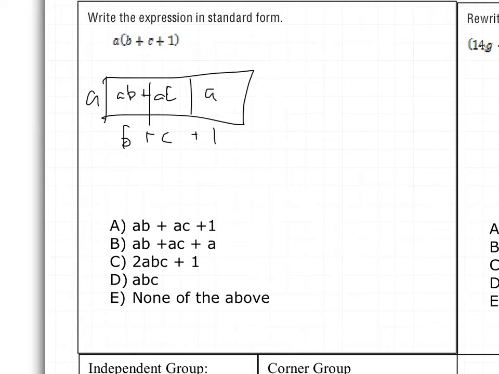So we'd have AB plus AC plus A. Same thing, if we do the distribution, we get the same result. AB plus AC plus A, which is answer choice B.